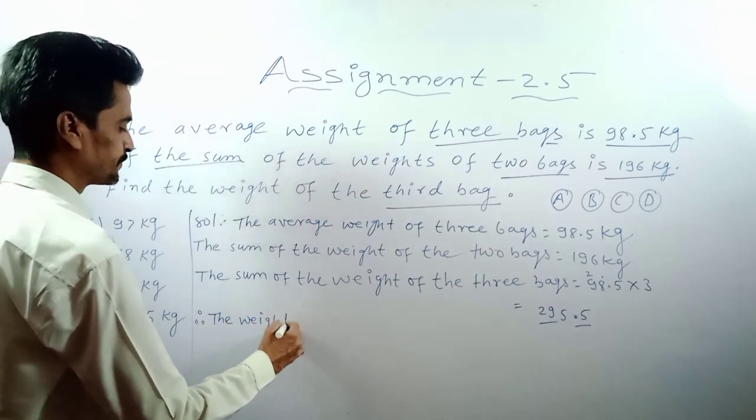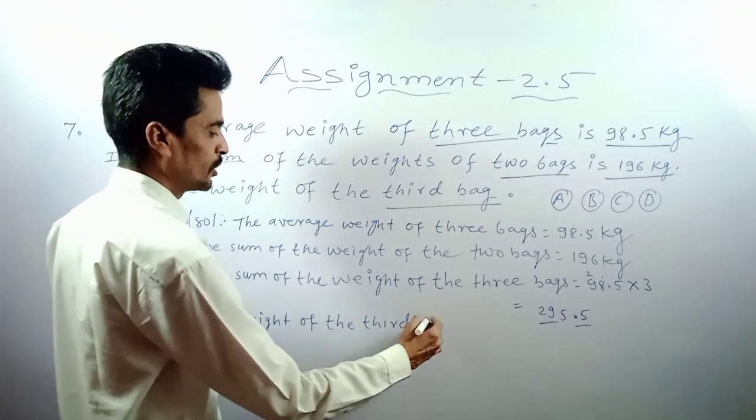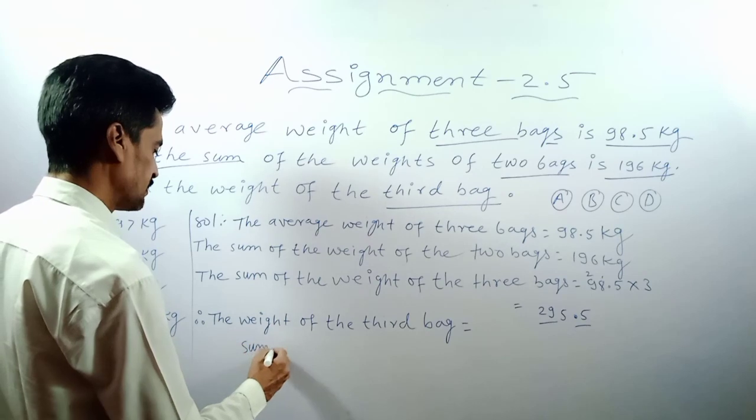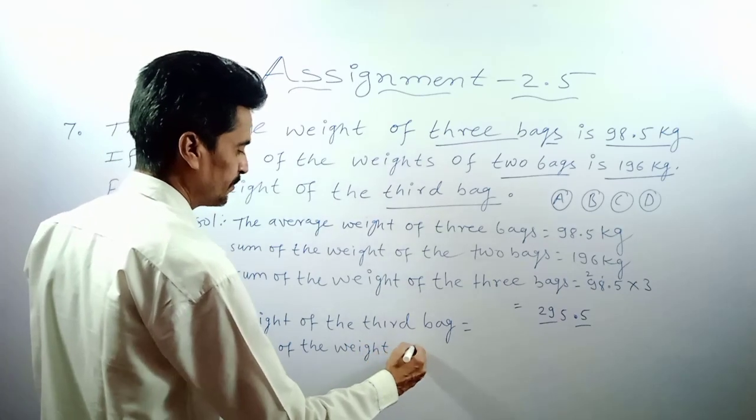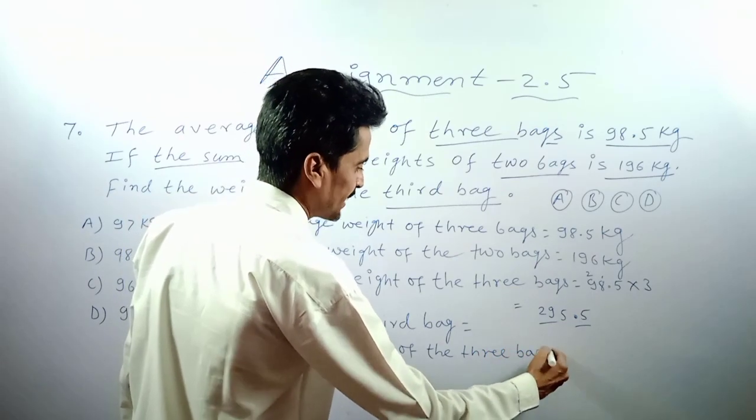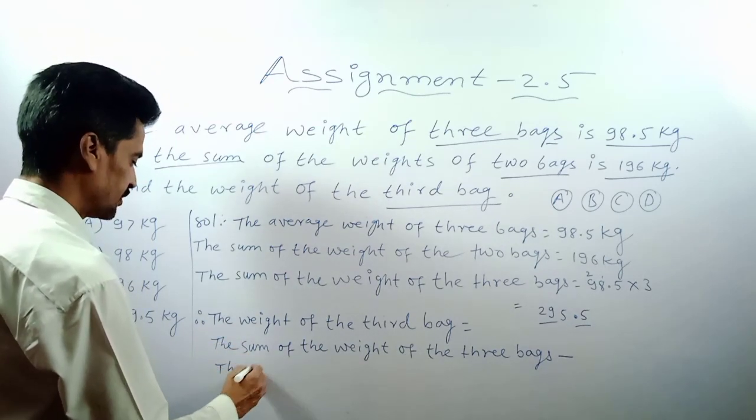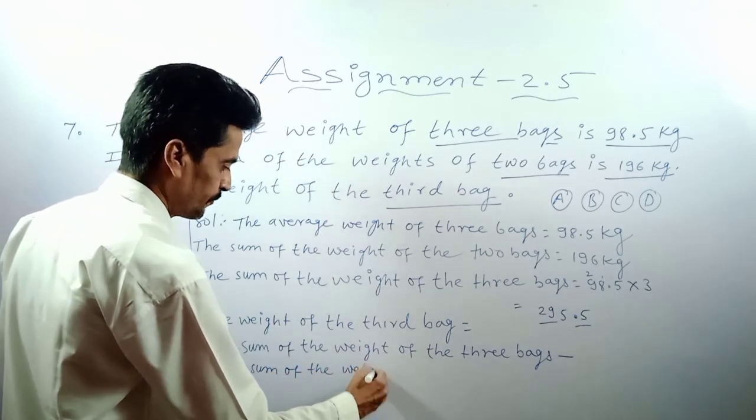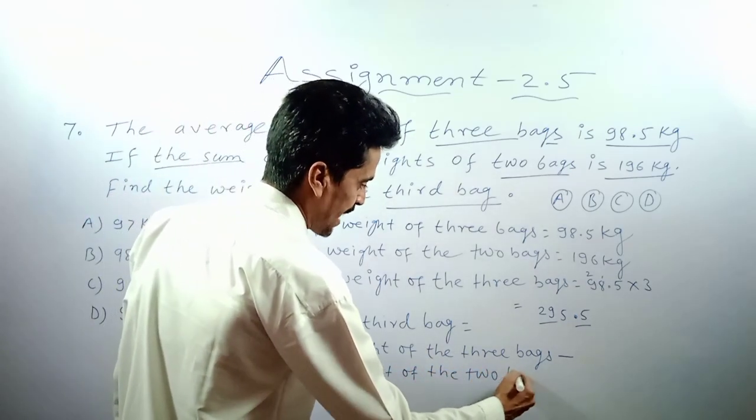Weight of the third bag equals to sum of the weight of the 3 bags minus the sum of the weight of the 2 bags.